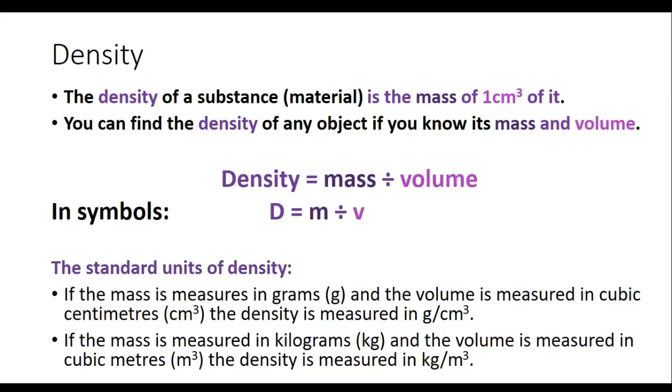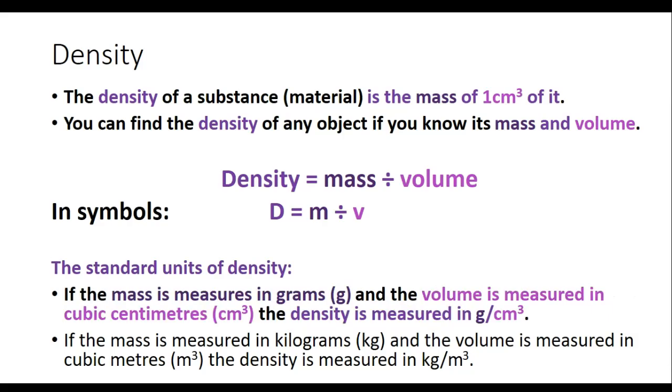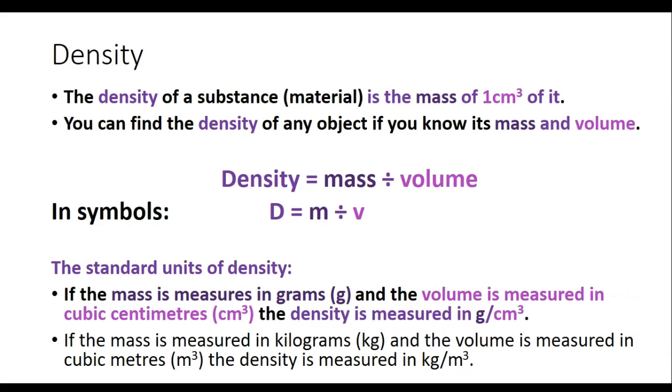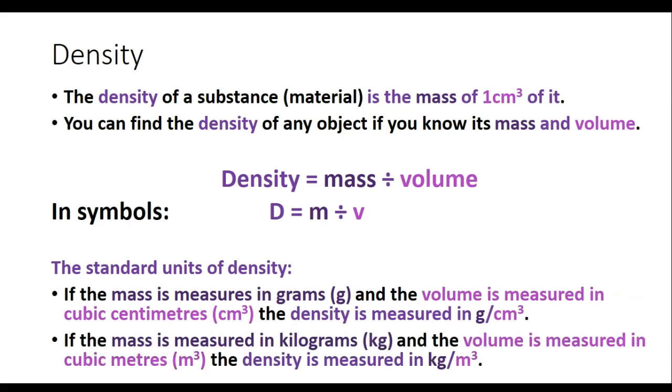In terms of the units for density, there are 2 different units that we can use. If the mass that we use in the equation is measured in grams and the volume is measured in cubic centimeters, the density would be grams per centimeter cubed. Whereas if the mass was measured in kilograms and the volume is measured in cubic meters, the density would be measured in kilograms per meter cubed.